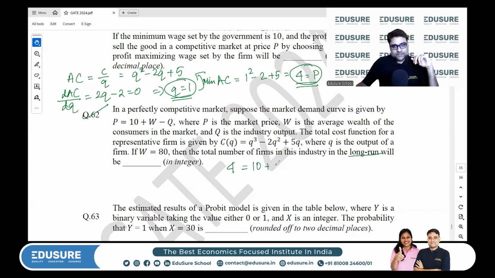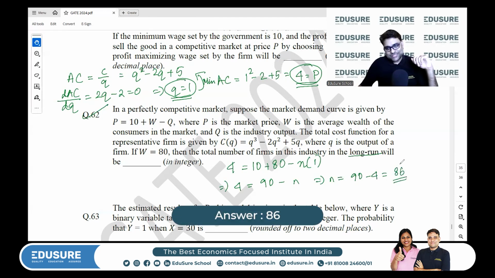10 plus wealth is on an average 80. Capital Q is the total quantity in this industry. So that is, if there are n firms, n multiplied by the output of each firm. The output of each firm is 1. 90 minus n, or in other words, n is equal to 90 minus 4, which is equal to 86. So how many firms are there in totality? 86.